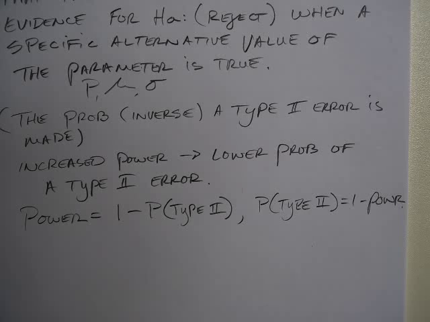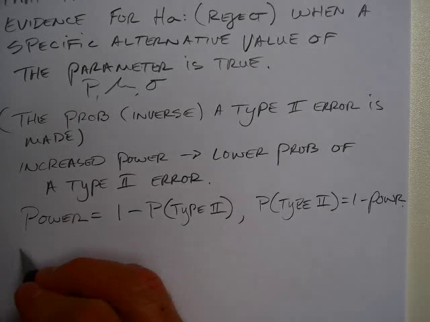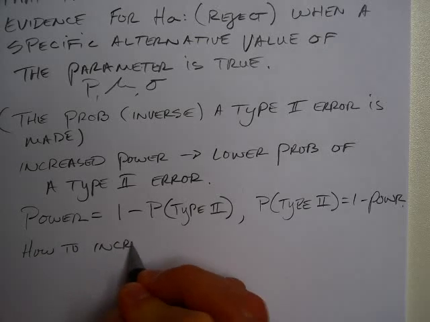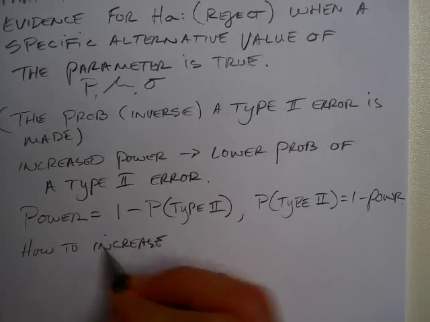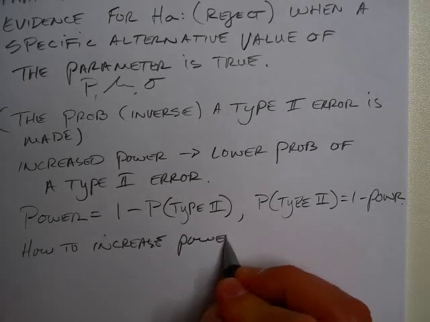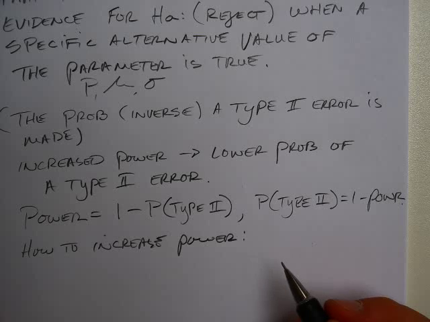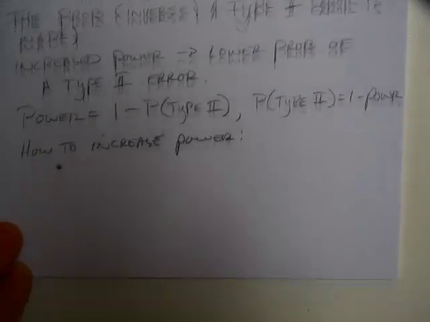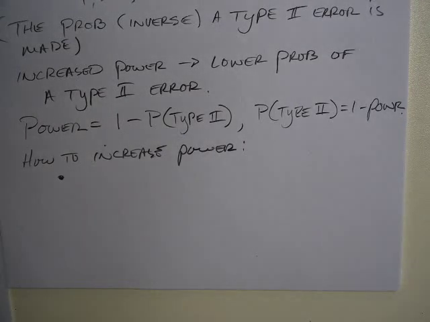So it's an inverse relationship. If your power is high, your probability of type 2 error is low. If your power is low, then your probability of a type 2 error is high. How to increase power? There are 3 ways. Increase the sample size.